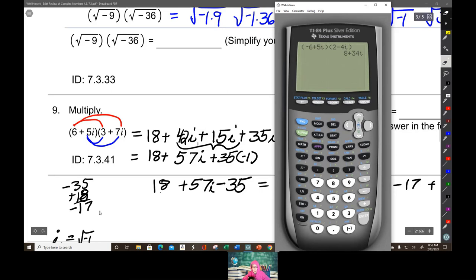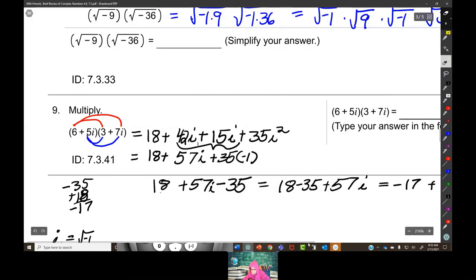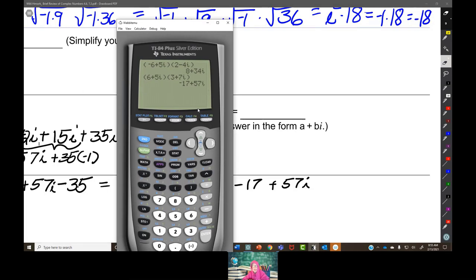Let's try this one, number 9 in your homework. Parentheses, positive 6 plus 5i, close parentheses. Open parentheses, 3 plus 7i, 3 plus 7 second dot, close parentheses. Let me make sure it's right: 6 plus 5i, 3 plus 7i, enter. Negative 17 plus 57i.